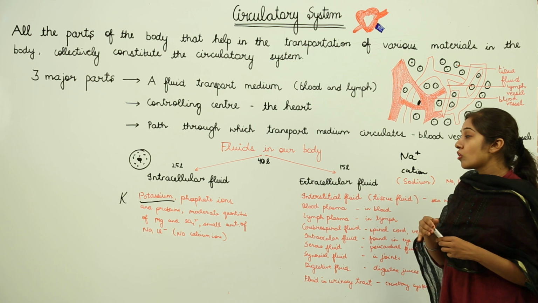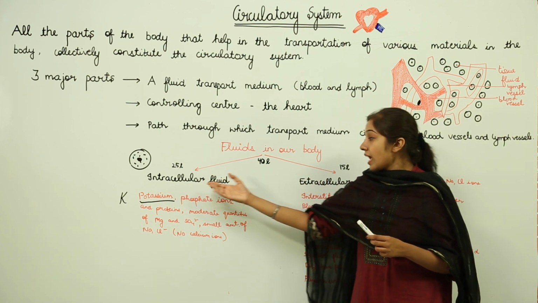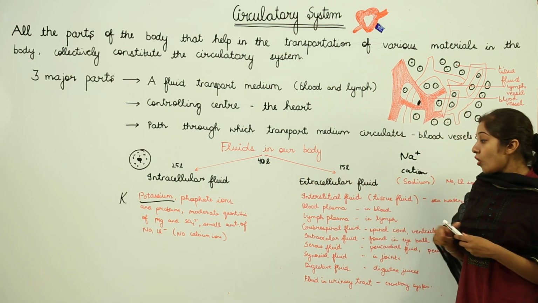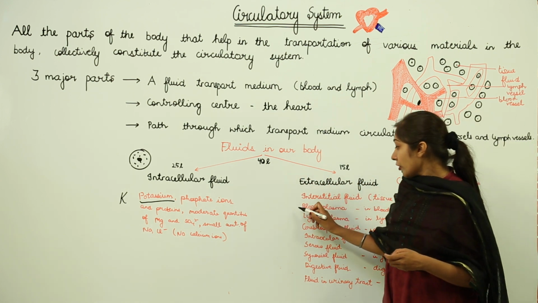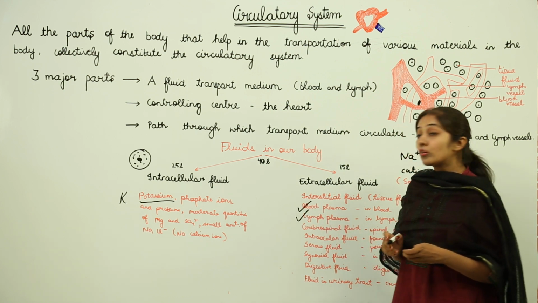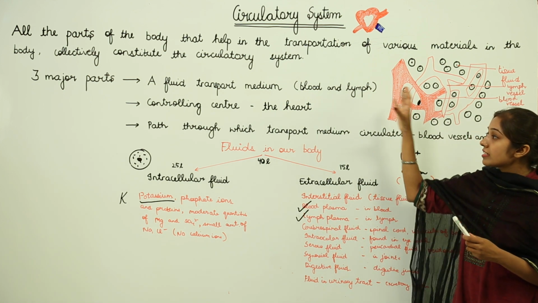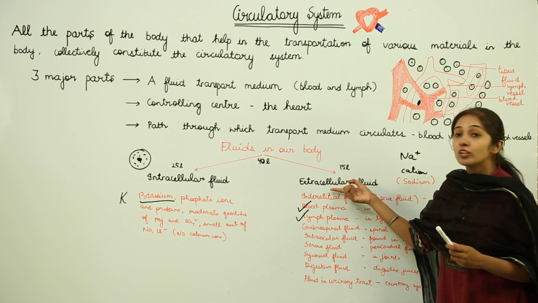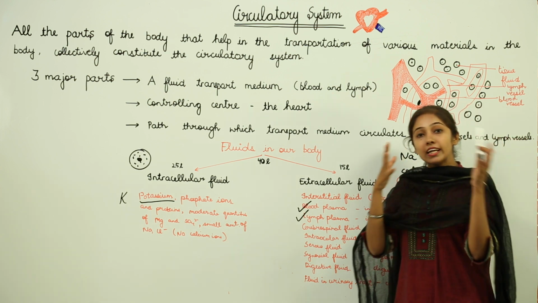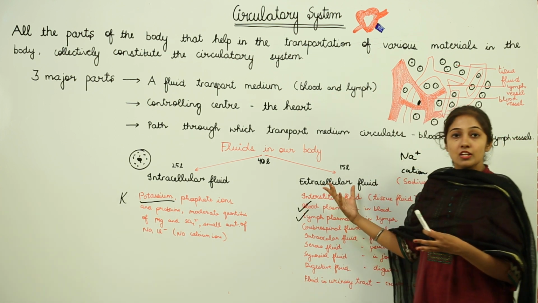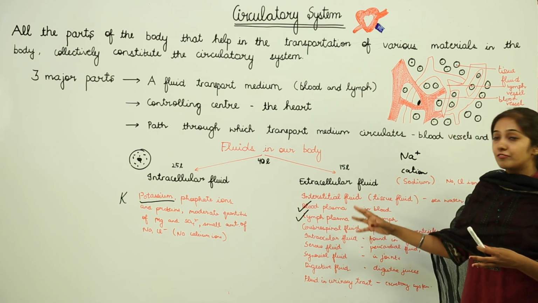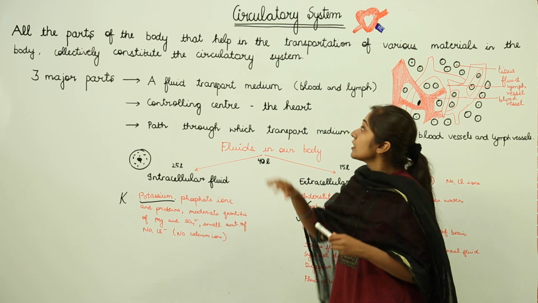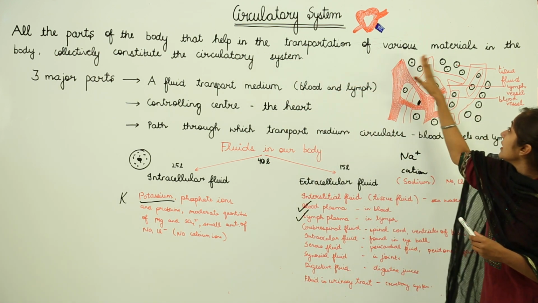So the major amount of the fluid is intracellular fluid, and approximately 15 liters out of 40 liters is the extracellular fluid. In this sense, we will be talking about blood and lymph, right? So in the circulatory system we will be talking about blood and lymph, which are what? They are the extracellular fluids because they are found outside the cells, right? These blood and lymph are very important when we discuss the circulatory system, as they help in the transportation of various materials.